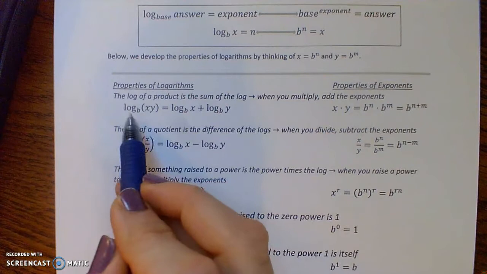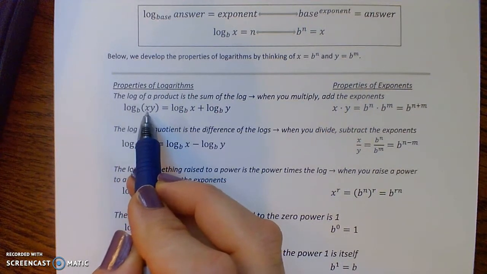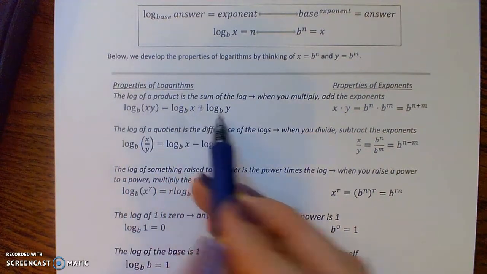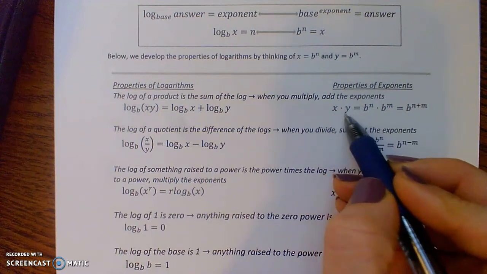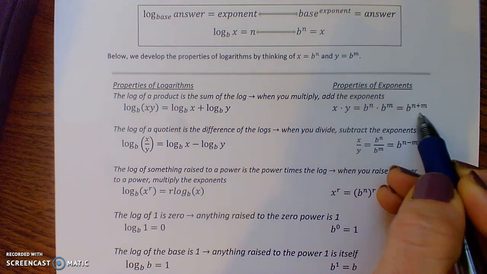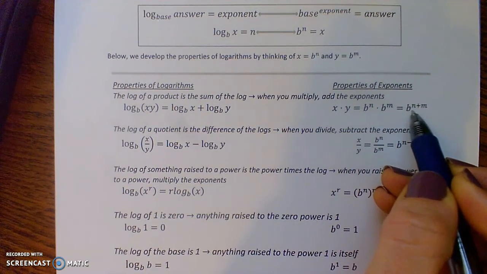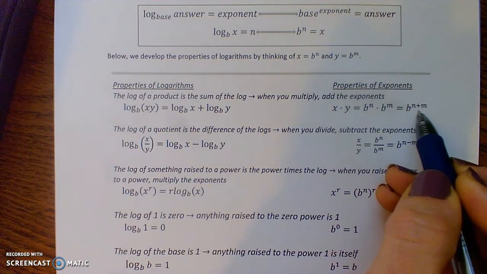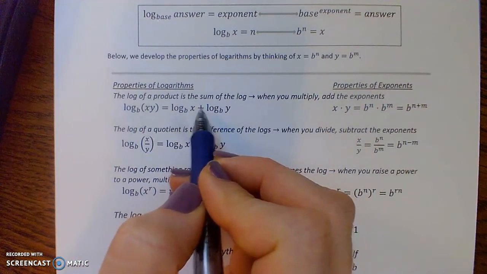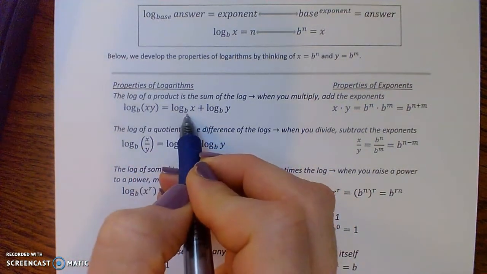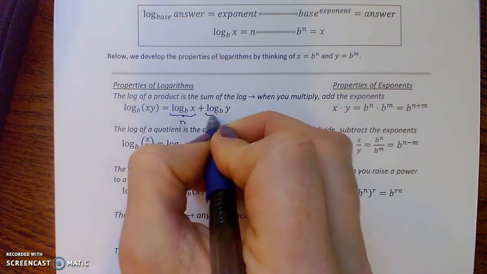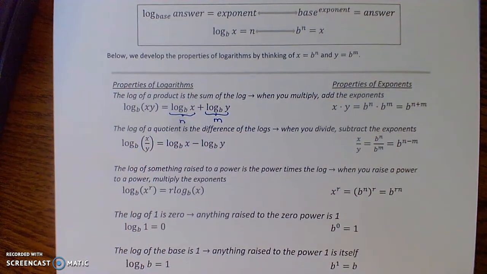Okay, so when you're multiplying two numbers together, taking the log of that product is actually going to be the sum of the two logarithms. Here is why. When you're multiplying two numbers together, if those numbers were like b to the n times b to the m, what do you do with the exponents? You add them together, okay? So because we add the exponents and logarithms are the exponents in the expression, when you take the log of a product, you add the two. This is like n, and this is like m. You add those two exponents together, okay?